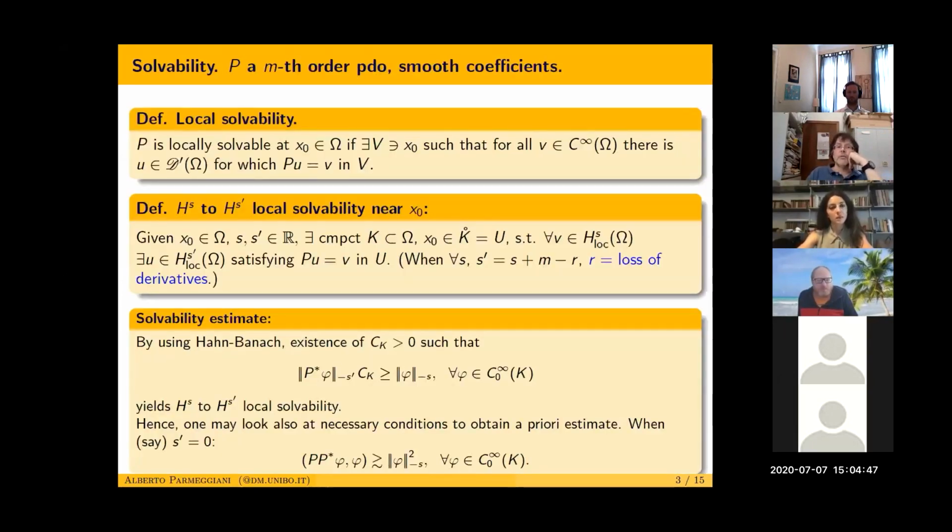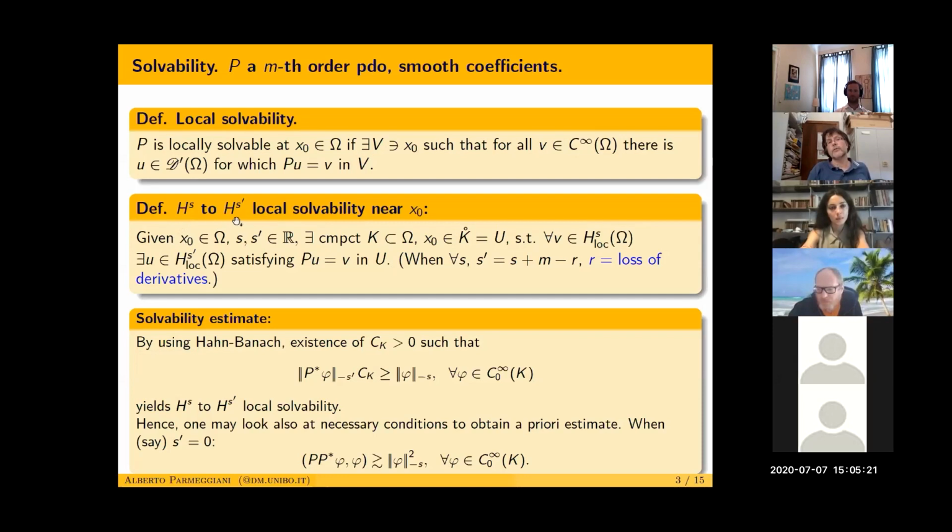So, local solvability means that any given point of an open set possesses some neighborhood for which, if V is in C infinity of omega and U is in the space of distributions for which PU equals V in this neighborhood, then this is true, okay? So given any function V which is smooth, we may find a distribution U for which the equation is solved in this neighborhood. This is the notion I will be mainly focusing my talk on.